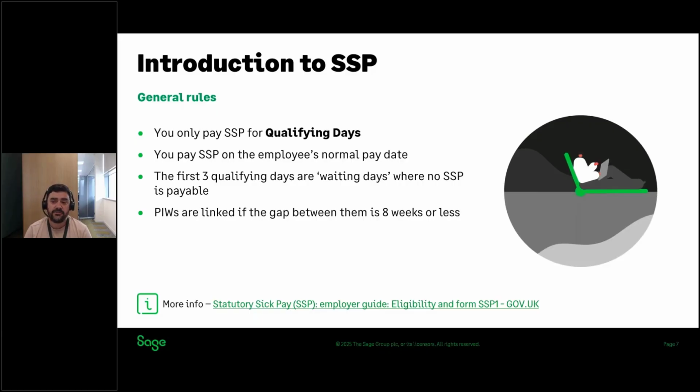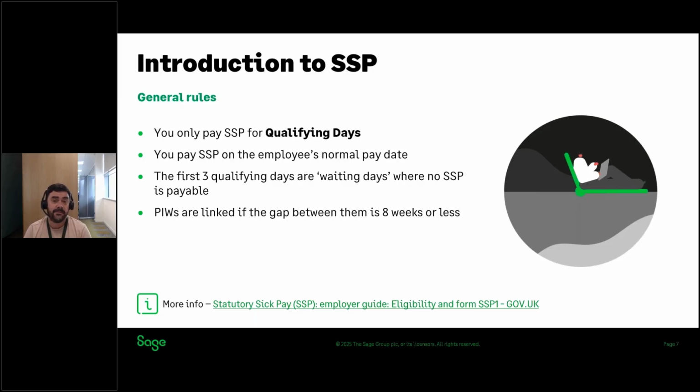Now, a bit of an exception to that rule is if there are linked PIWs. So if an employee has been off sick and qualified for SSP, and after they return, they go off sick again within 8 weeks for at least 4 days, that would be classed as a linked PIW, and it is the length of time that links them. It doesn't need to be the same illness.